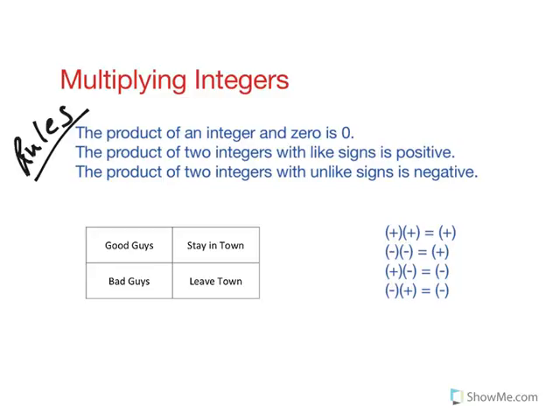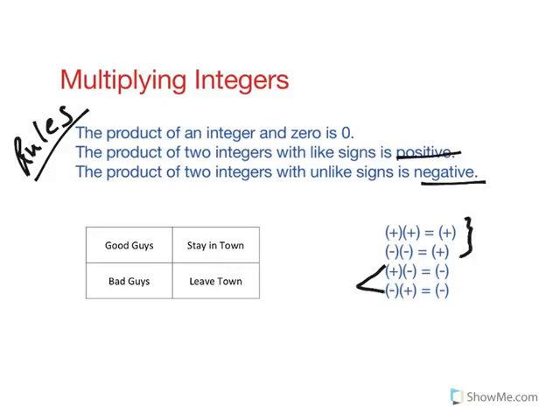The product of two integers with like signs is positive. So in other words, a positive times a positive is a positive, and a negative times a negative is a positive. Those are both like signs. If the product of two integers with unlike signs, positive and negative, negative and positive, it's going to be negative. So that's pretty much it.